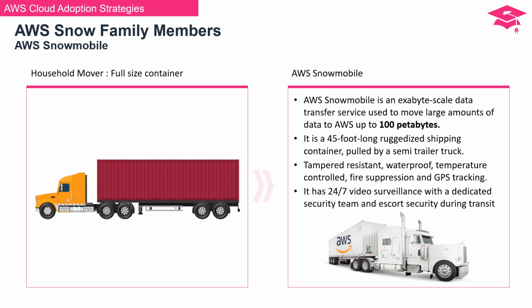Let's talk security. Snowmobile is tamper-resistant, waterproof, temperature-controlled, and equipped with fire suppression measures. To ensure the utmost safety, it features 24/7 video surveillance complemented by a dedicated security team, as well as an escort security detail during transit.